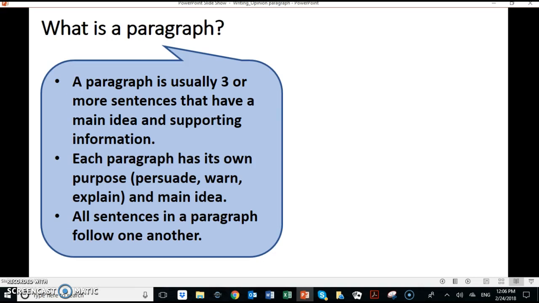Each paragraph also has its own purpose. Does it want to persuade you of an idea, warn you of something, or explain? And this is in addition to the main idea. And all sentences in a paragraph follow one another.